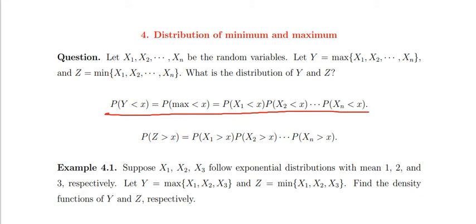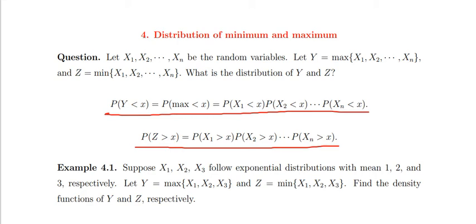For the minimum, the smallest one being larger than x means each one is larger than x, and each of those probabilities is one minus its cumulative function. From here we can find the cumulative function, then the density function, and then we can find everything. Once we have a density function, we can have everything.